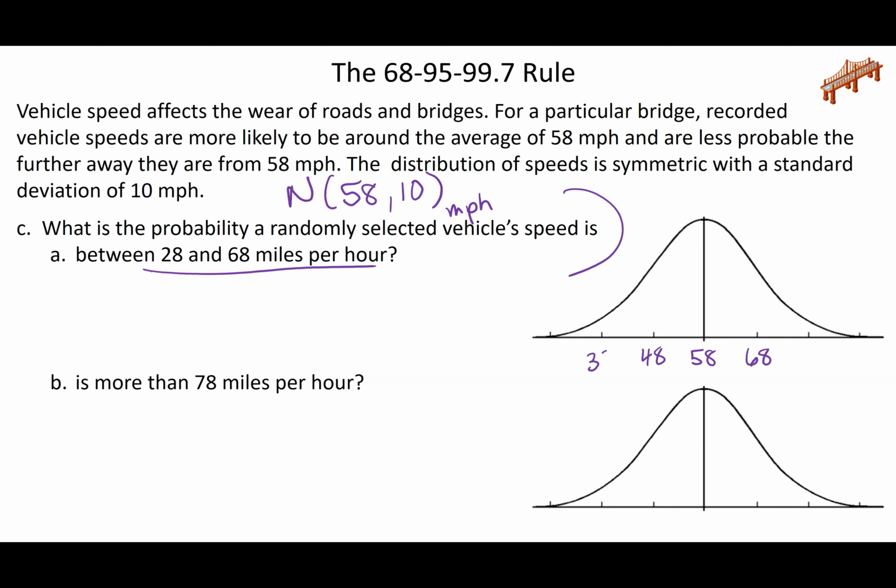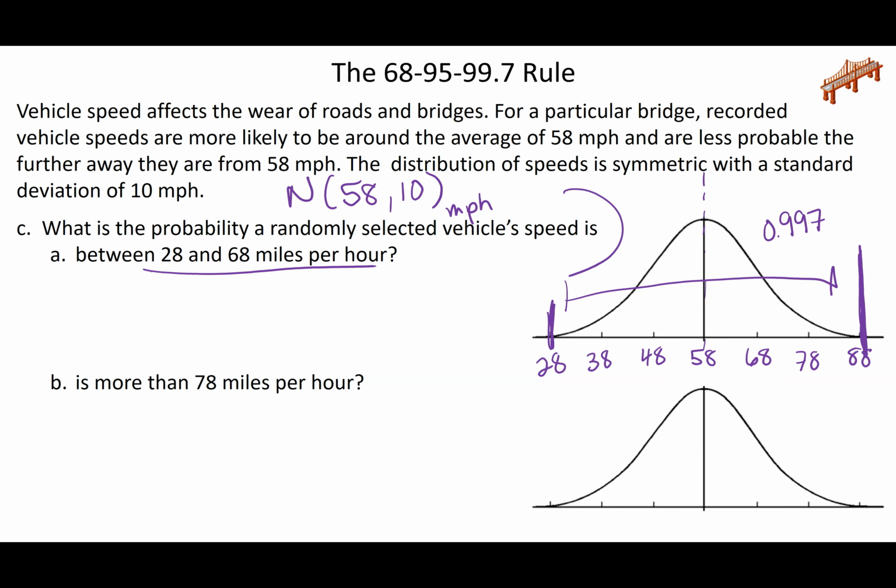48, 38, 28. So I want between here and here, in the middle, and 68. For me, I am going to break this down into two parts. I'm going to find the area of this wedge and the area of that wedge. That's how I'm going to do this. So things to consider: 78, 88. If I had wanted from 28 to 88, I would have known that this entire area is roughly 99.7% of the area, or 0.997.